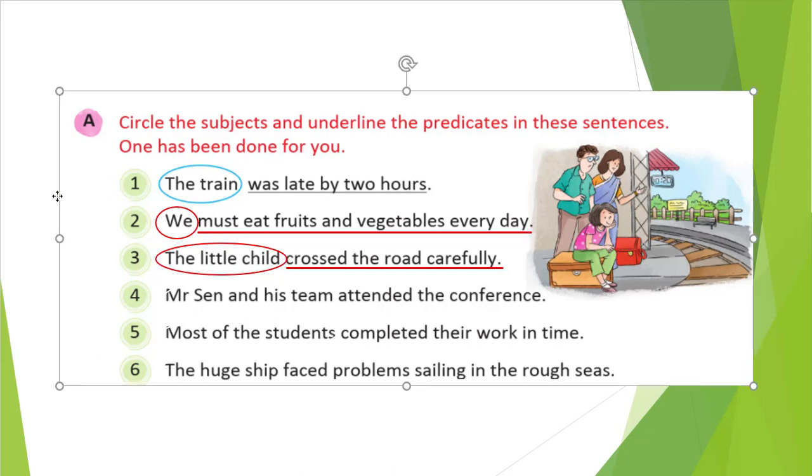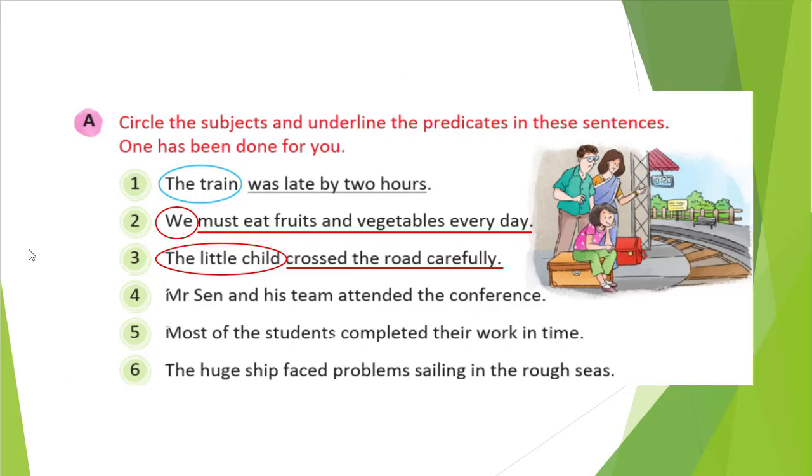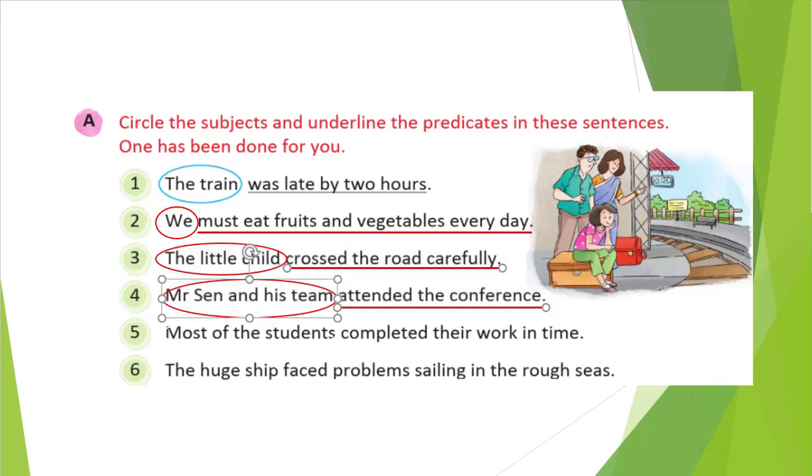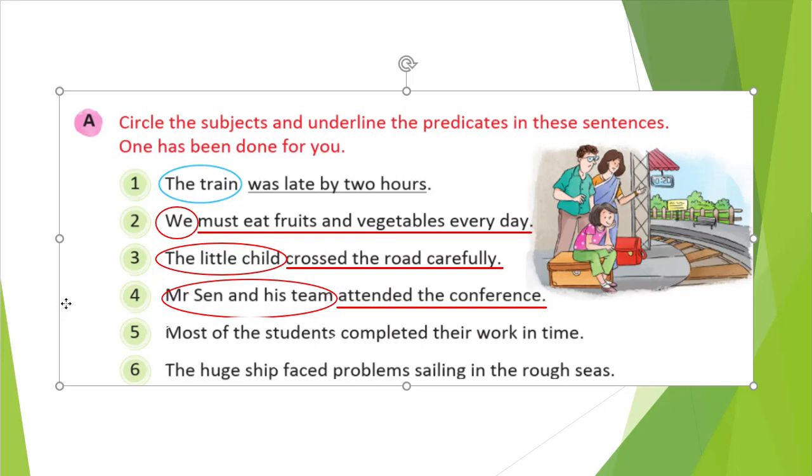So the fourth one, you see: Mr. Sen and his team attended the conference. So here, who attended the conference? Mr. Sen and his team. So Mr. Sen and his team is our subject, and attended the conference is our predicate. Correct? Yes, that is the answer. Let's see the fifth one: most of the students completed their work in time. So who has completed their work on time? Most of the students.